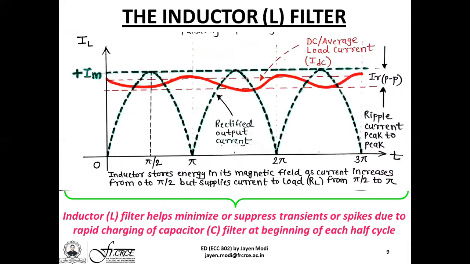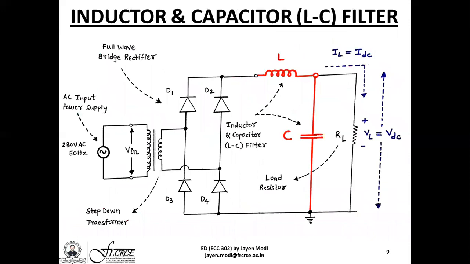So, although the inductor filter helps to minimize or suppress the transients or spikes due to the rapid charging of the capacitor C filter at the beginning of each half cycle, it has its own limitations too. The filtering action can be improved further, taking the best inputs from the capacitor filter as well as the inductor filter, thereby giving us the inductor capacitor or the LC filter.